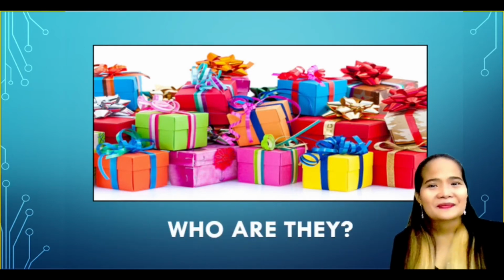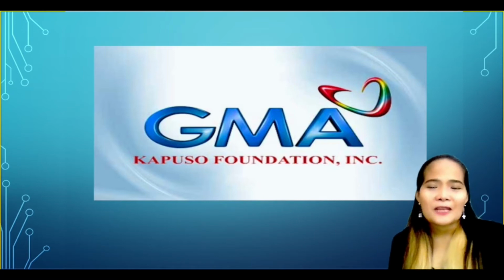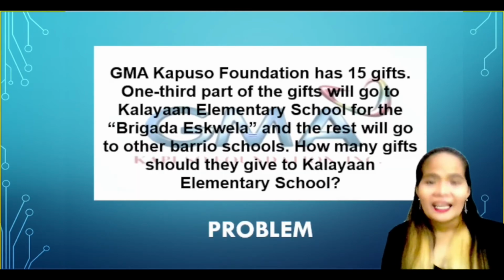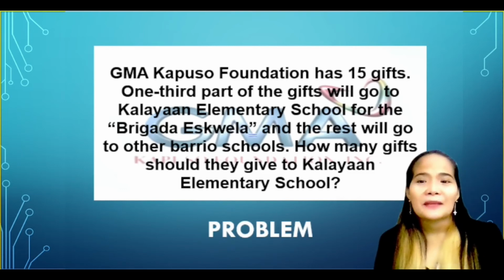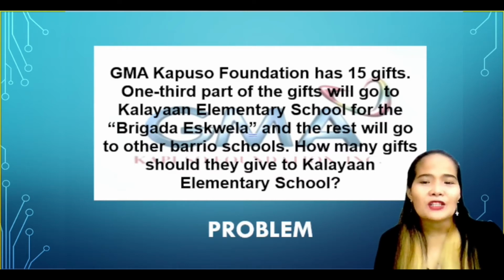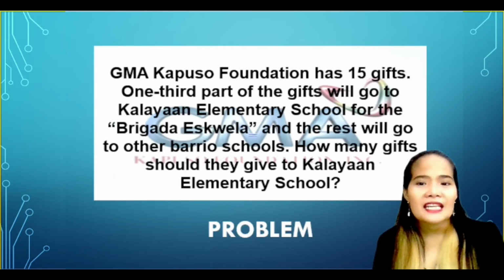And who are they? Do you know this picture? Alright, so this is GMA Kapuso Foundation Incorporated. One of the groups of people that send gifts to the needy. And I think they have a problem. GMA Kapuso Foundation has 15 gifts. 1/3 part of the gifts will go to the Kalayaan Elementary School for the Brigada Eskwela. And the rest will go to other barrio schools. How many gifts should they give to Kalayaan Elementary School?